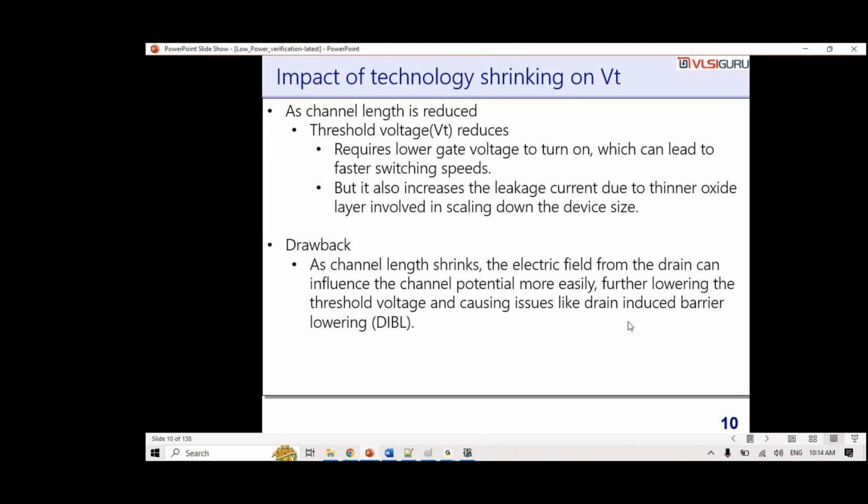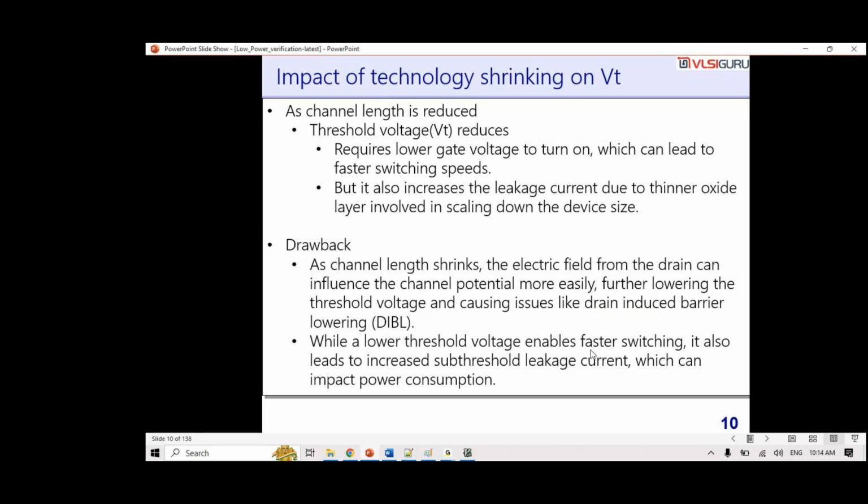There are various things. One of them is drain induced barrier lowering, which is one more thing that impacts the leakage current. While a lower threshold voltage enables faster switching, the summary is that it also leads to increased sub-threshold leakage current. You remember we talked about I sub, that also increases, which can impact the power consumption.